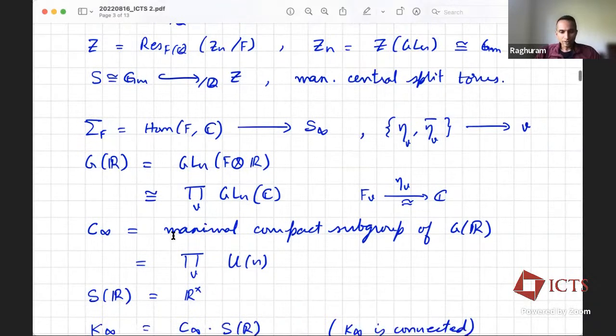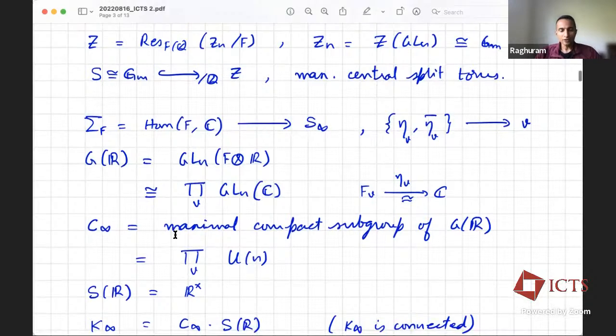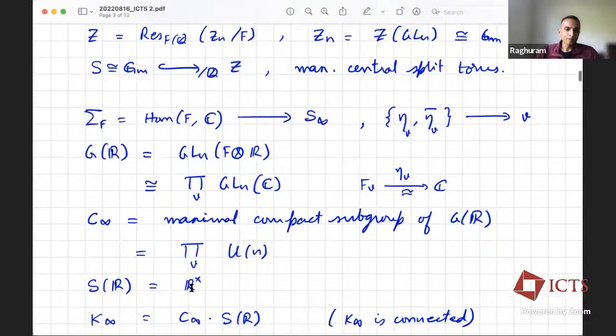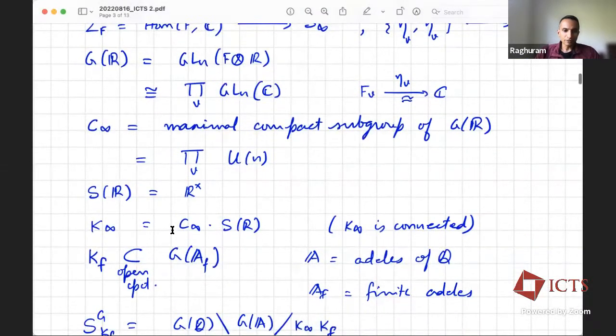C infinity is going to be a maximal compact subgroup of G of R, and this is just the product of unitary groups. And S, remember this maximal central split torus, I'm going to look at the real points of that. S is just GM, so it's just R cross. And I'm going to let K infinity be the maximal compact subgroup thickened by a little bit of the center. There is a lot of choice in what I could take as K infinity. I could have worked with C infinity, but that won't work because the space then won't have finite volume. I need to thicken it a little. So this is the bare minimum I can thicken it by in some sense.